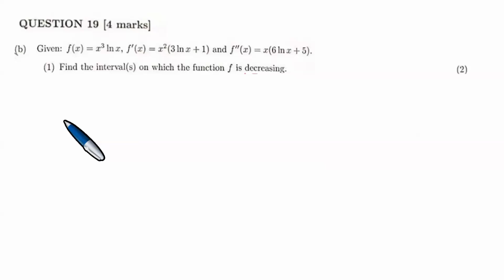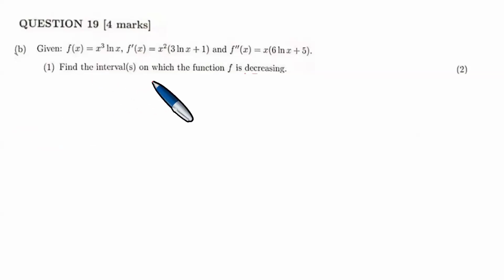So we have exactly the following. Now, given f of x equals this, and f prime of x is x cubed ln x, f prime of x is x squared, open bracket 3 ln x plus 1, and f double prime is x, open bracket 6 ln x plus 5.